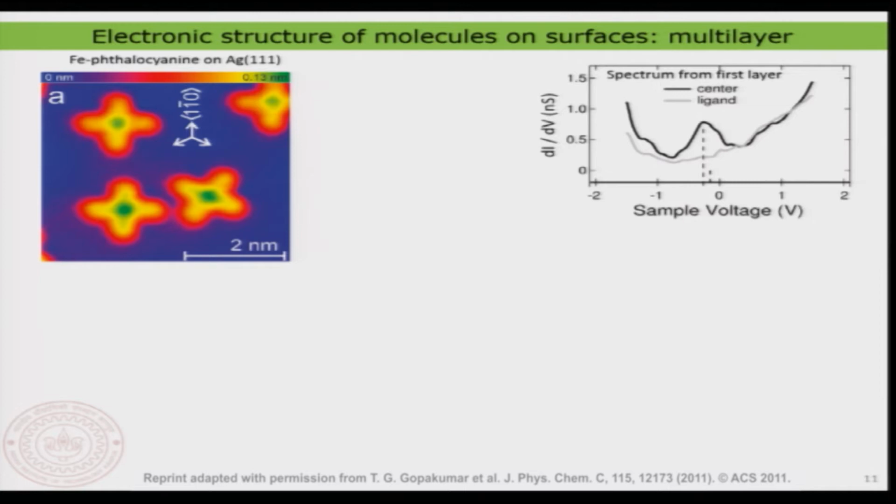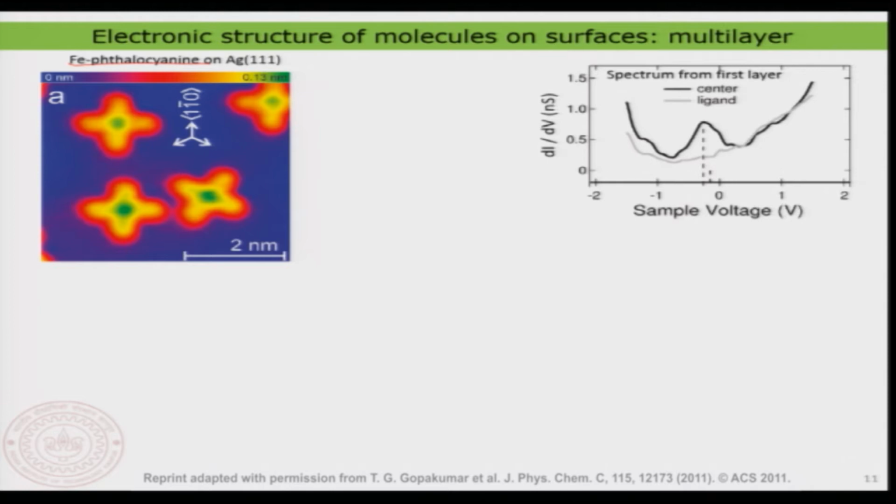But now, I want to take you to another perspective. This molecule we have already discussed: this is the iron phthalocyanine, sitting on a silver 111 surface. In this particular example, I do not have that sodium chloride in between. I already told you to keep that in mind. So, this molecule is directly sitting on a silver surface.